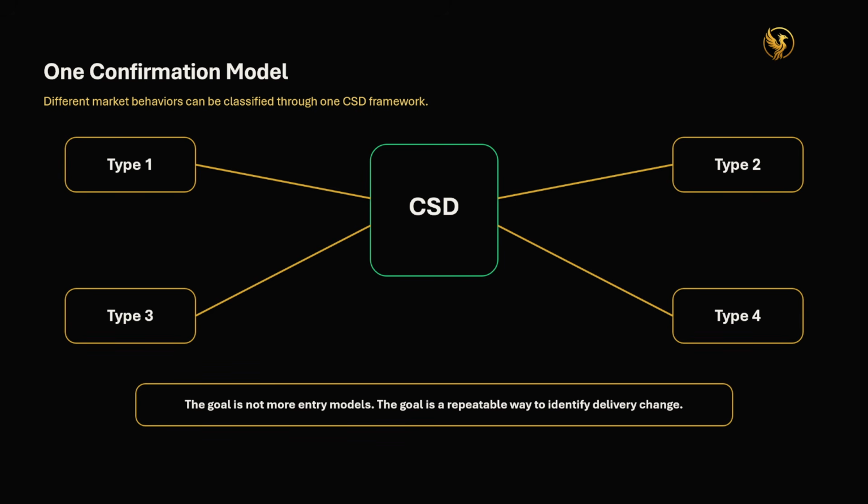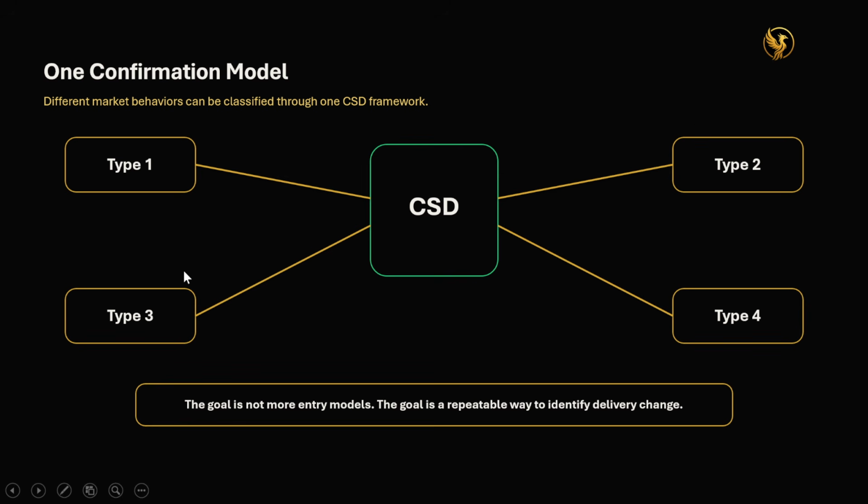I love ICT and everything that he's done for us, but that is not objective. That may be repeatable, but then you can find that on a 5-second chart, 15-second chart, 30-second chart, 1-minute chart, 3-minute chart, so on and so forth, right? Without any actual framework. The purpose is not to add even more entry models to your chart. The purpose is to create a repeatable way of determining whether delivery has objectively changed, right? So in this lesson, we're going to primarily focus on type 1 and type 2 because those are my 2 strongest CSDs and my 2 favorite CSDs.